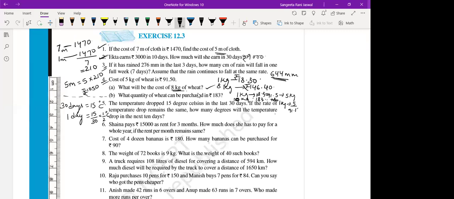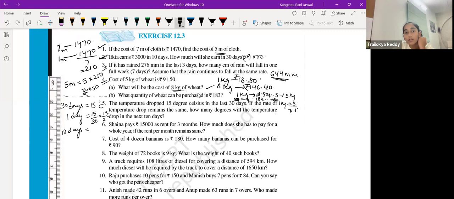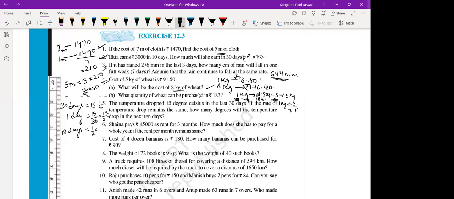Now for 10 days, what will we do? What will we do to find the temperature drop in 10 days? Ma'am, you will multiply 1 by 2 into 10. Yes, we will multiply this with 10. So we get 5 degrees. That means in the next 10 days, the temperature drop will be 5 degrees.